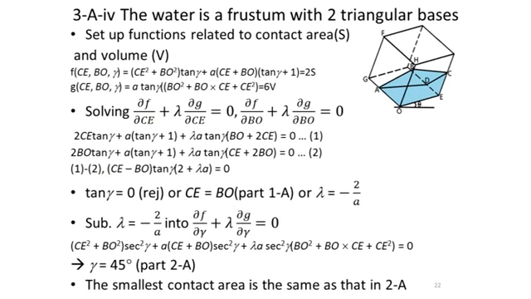Now I would like to make an amendment on page 60 of my report by switching the method used to Lagrange multiplier in part 3a4. I first set up the two equations related to the contact area S and the volume of water V respectively. Then I solved the three equations involving partial derivatives for x, y, and gamma. CE equals to BO, which is the same as part 1a, and gamma equals to 45 degrees, which is the same as part 2a, are the possible criteria for extreme values to occur. By further comparisons, the smallest contact area is the same as that in part 2a.